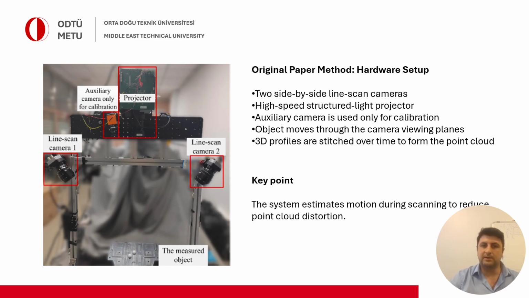And during the scanning, the object moves through the viewing planes of the cameras. Each line scan camera captures profile information over the time. And the key point is that the system estimates motion during scanning. By estimating the motion, the paper reduces point cloud distortion caused by variable object movements.